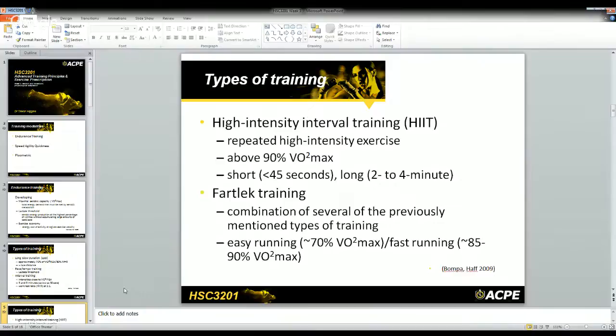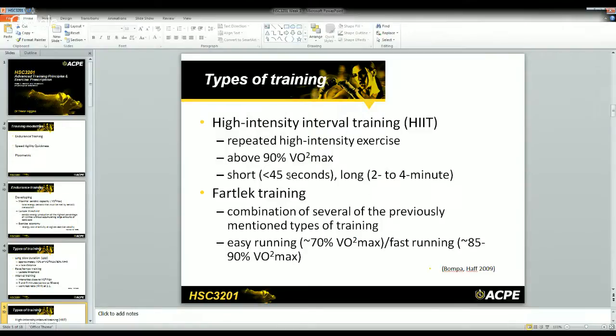Then we can get into our high intensity interval training, repeated high intensity. So this is where you're doing your short sprints. Short, less than 45 seconds, long 2 to 4 minutes. And again, you're working at high intensity, and generally your work to rest ratio is going to be a lot greater, whereas with the aerobic or that normal interval training where it's 1-to-1, you're looking at maybe 1-to-3, 1-to-4, or even 1-to-5, depending on the intensity.